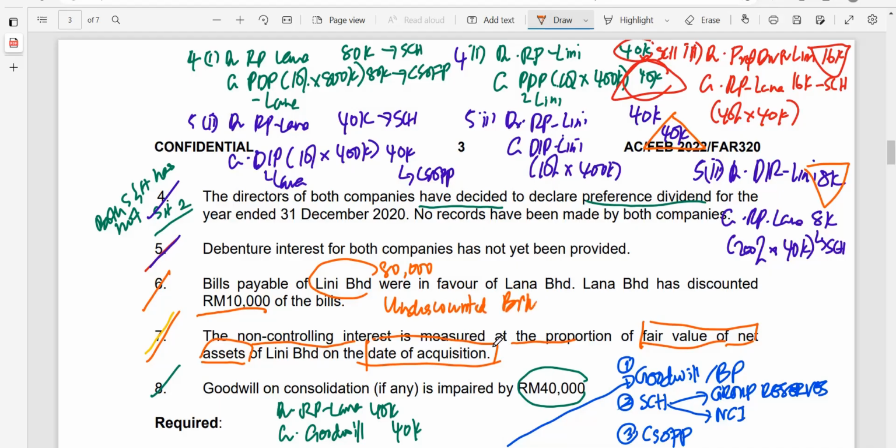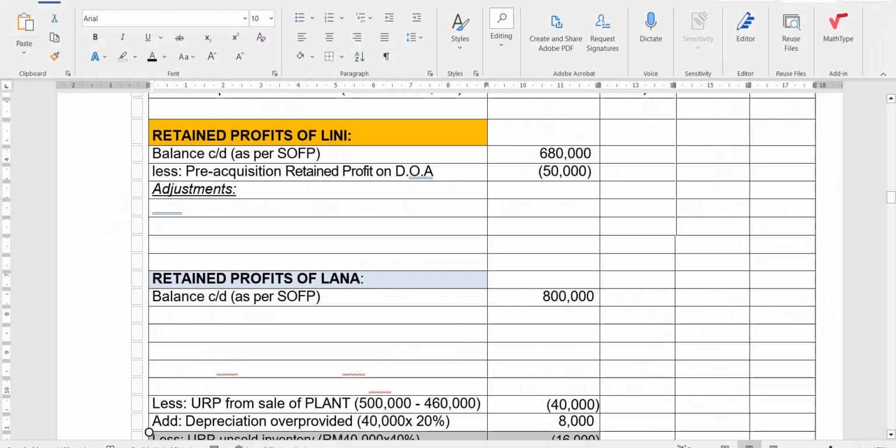Undiscounted bills would be 70,000. How do you get 70? 80 minus 10. So you have 70. And this is the one that you need to adjust. Debit bills payable and credit bills receivable with the figure 70. But this will not affect your schedule. This will just give effect to the current asset and current liability in the SOFP. Okay, and we can now finish off our workings and include that calculation here.